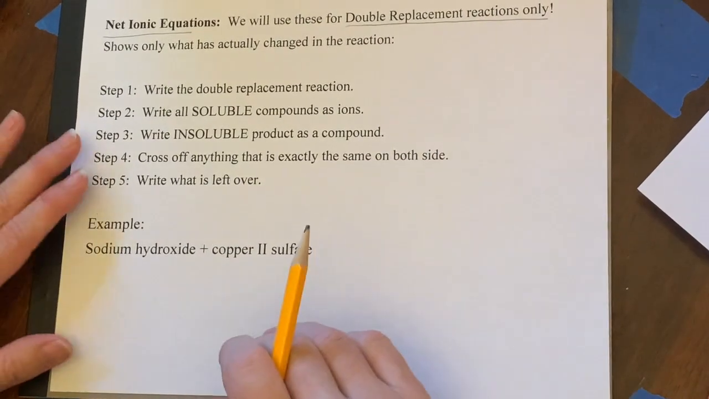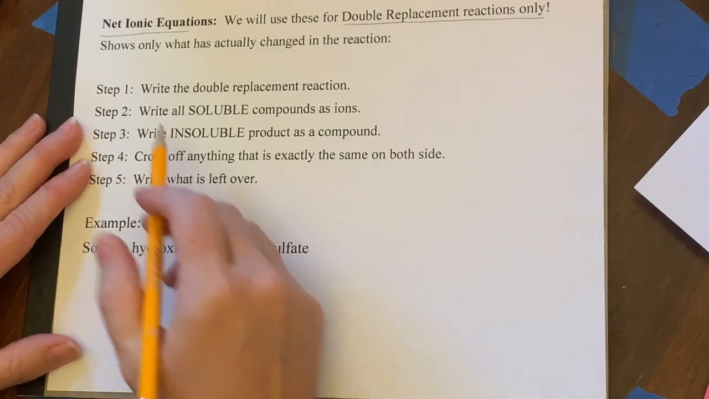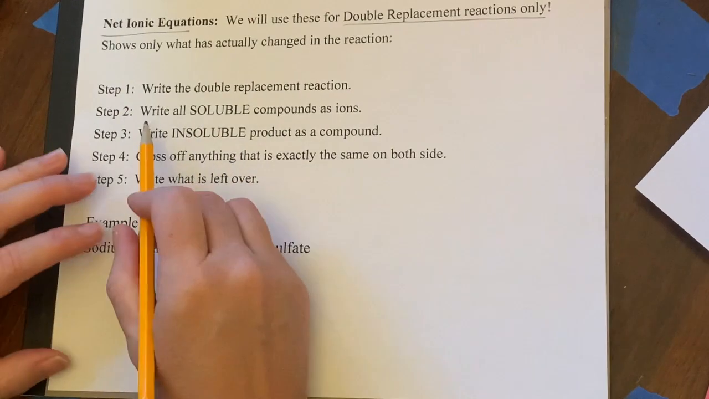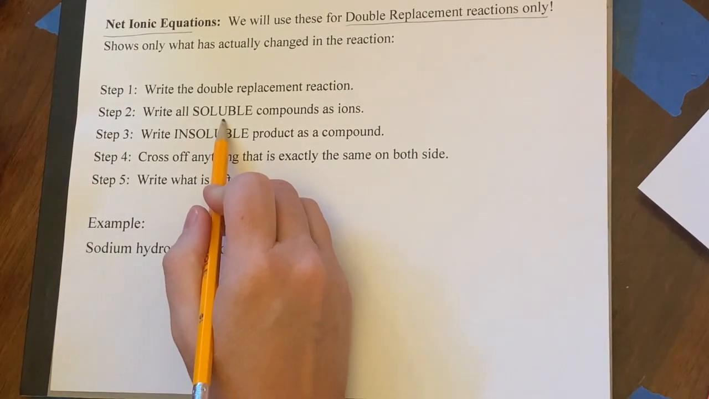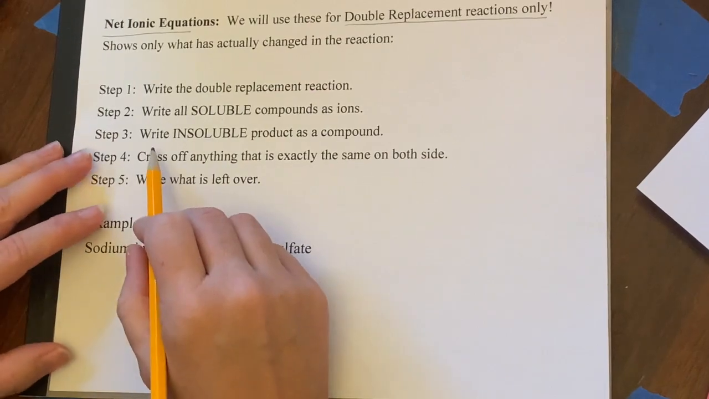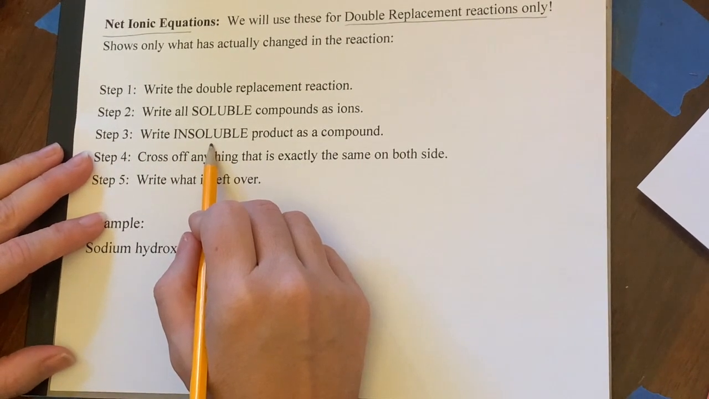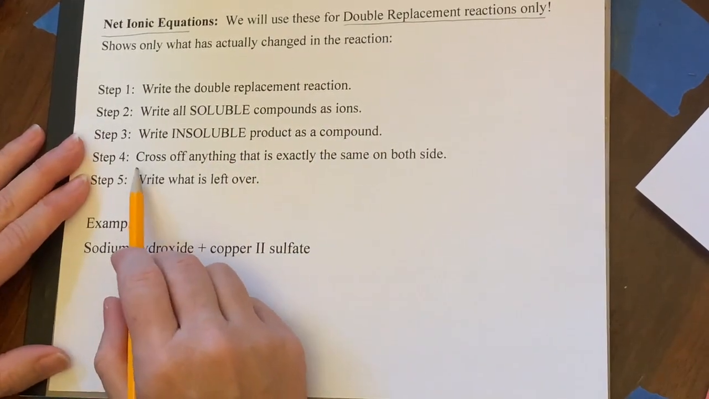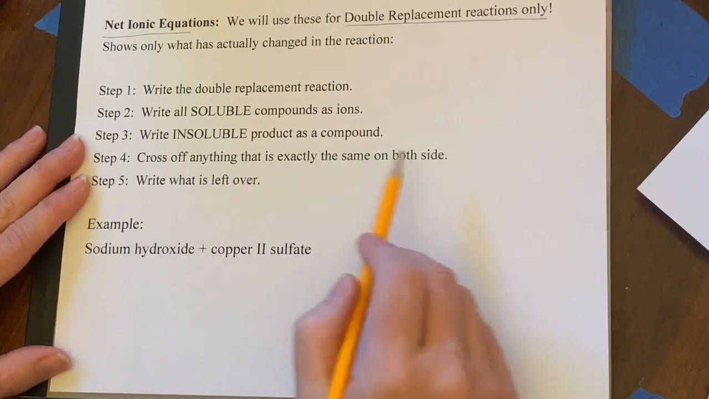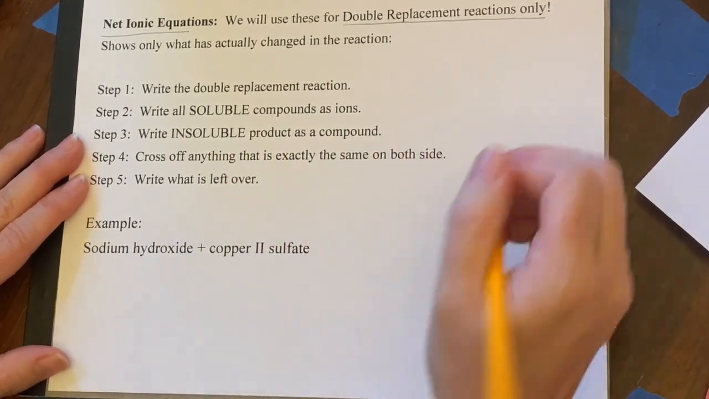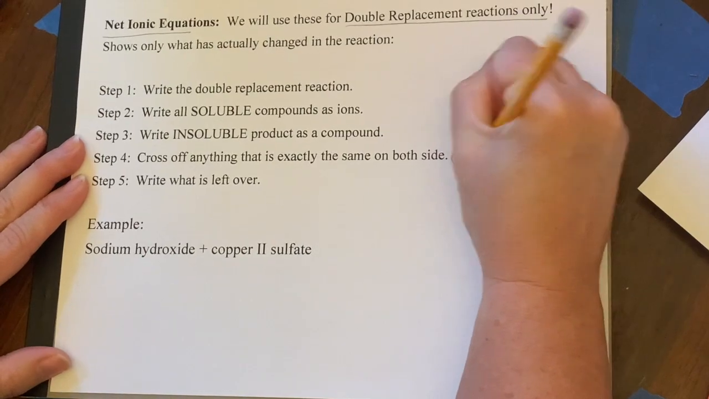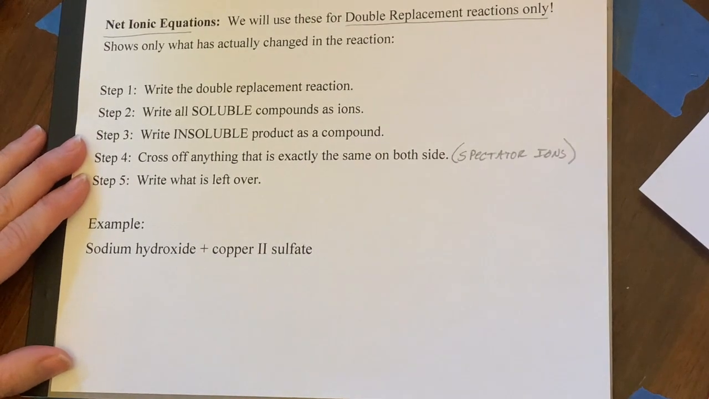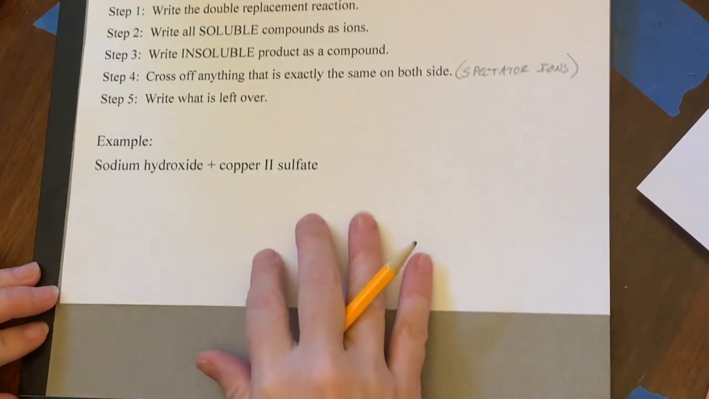You're going to follow some steps, and I'm going to quickly go through those, and then we'll do an example together. We write the double displacement reaction like we normally would. If your compound is soluble, meaning it's aqueous, we write it as ions. If it is insoluble, you keep it together as a compound. We cross off anything that is exactly the same on both sides of the arrow. These are called spectator ions, the ions that don't change. And then we write what's left over. So let's take a look.